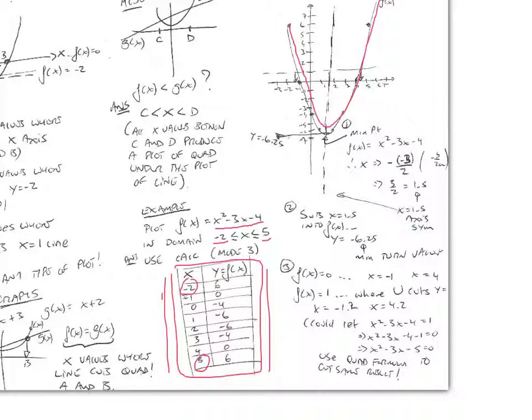Okay, so our quadratic, and then we're asked, say, to find the minimum point. We'll find the minimum point, use the formula minus b over 2a, so it's minus 3 over 2 by 1, which is 2, so it's 1.5.